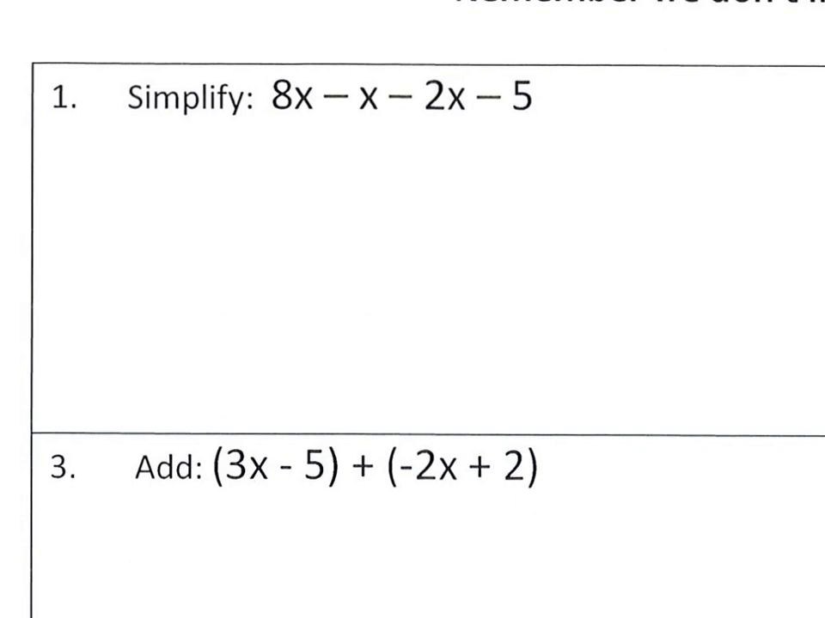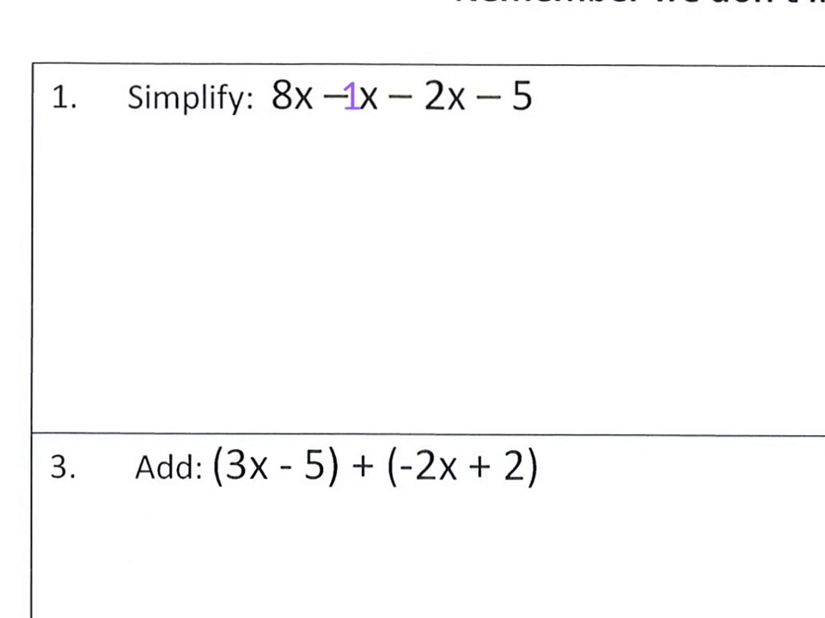Number 1, when I look here, I see 8x minus x minus 2x minus 5. Remember, we taught you to put a 1 anytime you see an x by itself because that means that there is one x. And in this case, because there's a negative in front, that means that it is a negative 1. So now I'm going to go through and highlight any like terms.